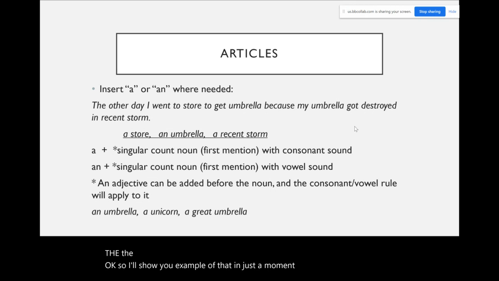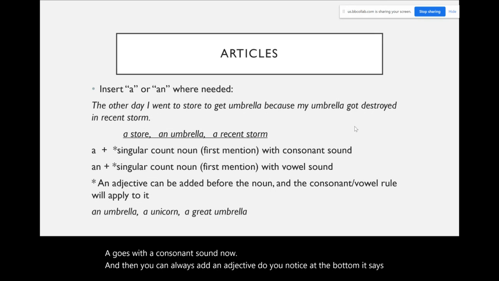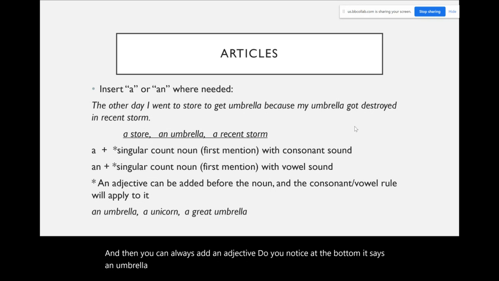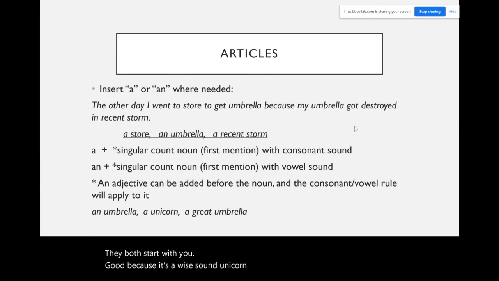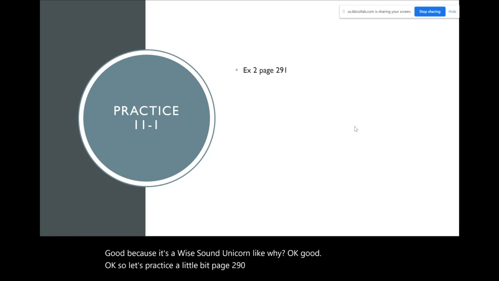So to review with articles, an goes with a vowel sound noun, a goes with a consonant sound noun. And you can always add an adjective. Do you notice at the bottom it says an umbrella, a unicorn? Why? Because the sound is Y, a consonant. Because it's a Y sound, unicorn. Good.